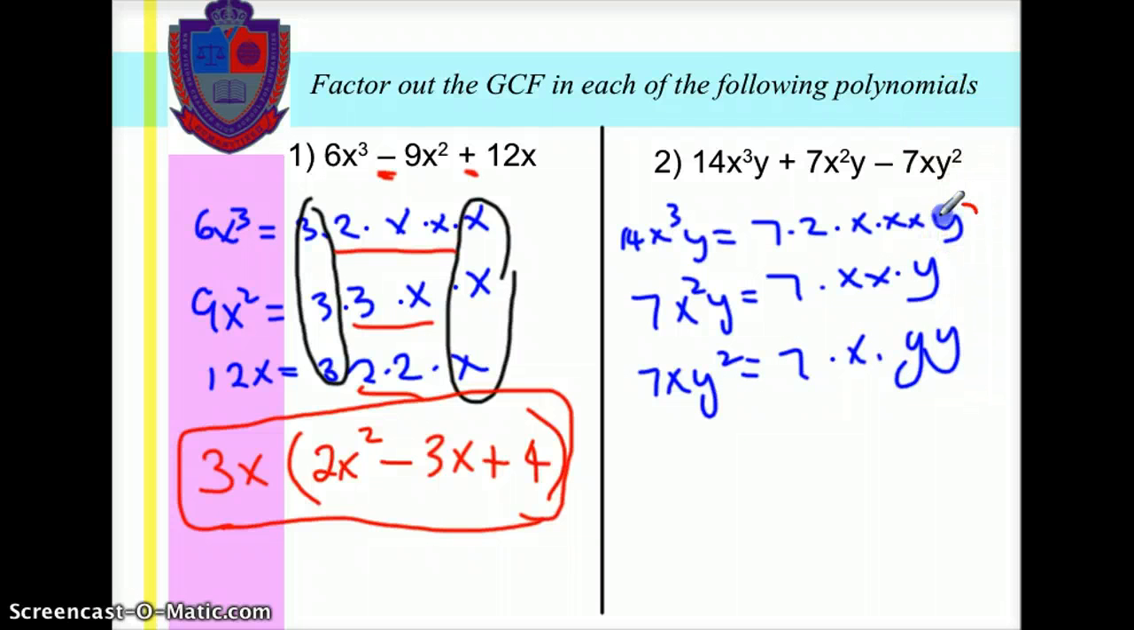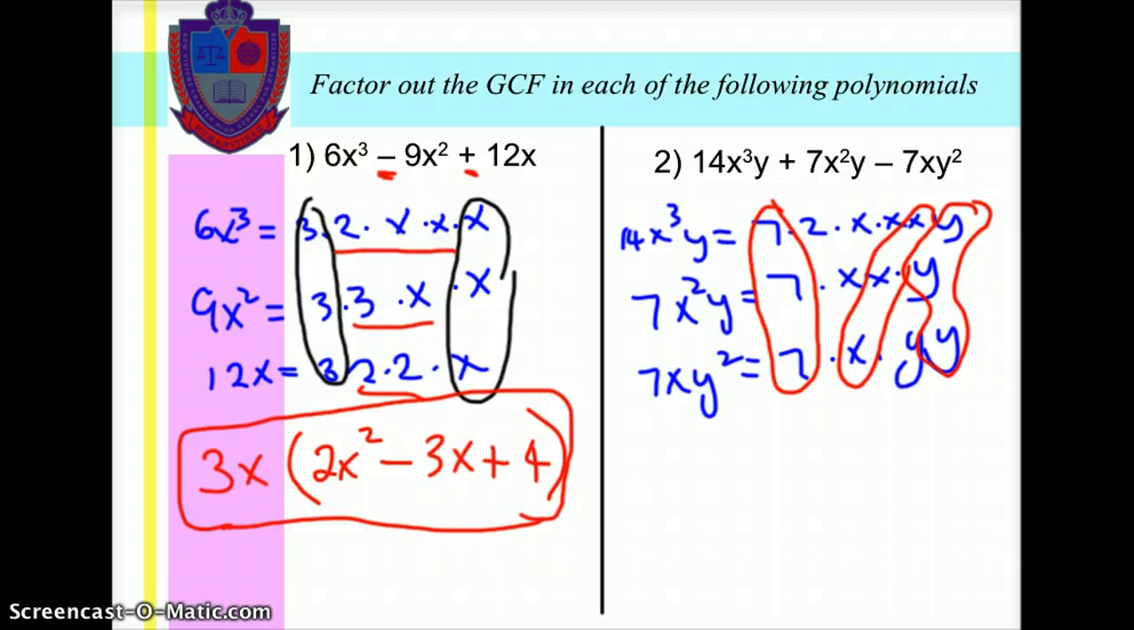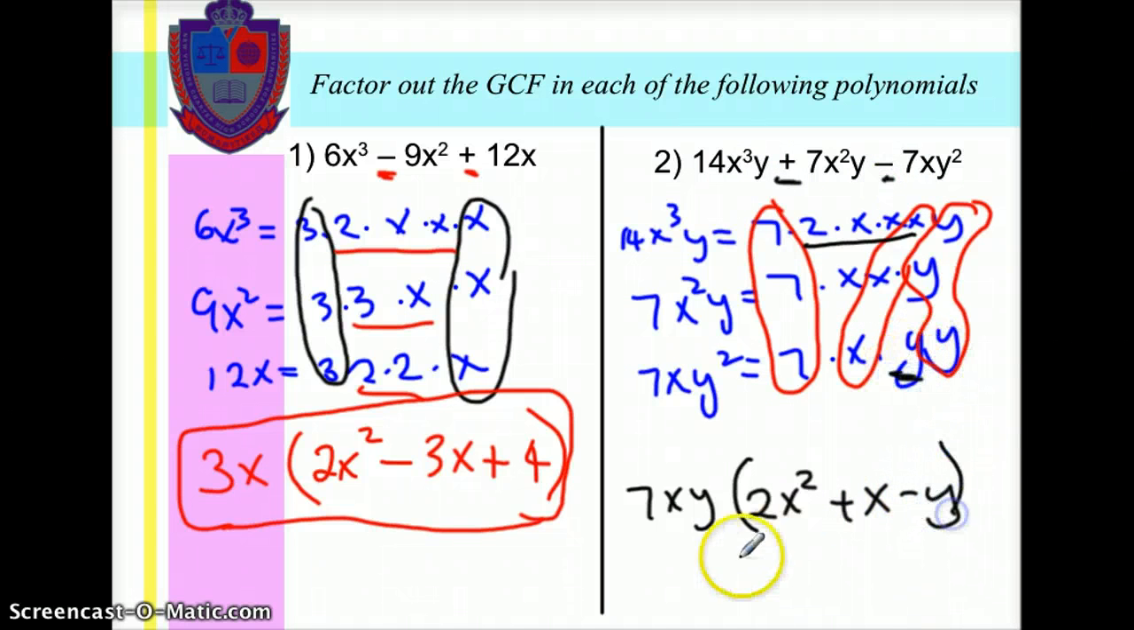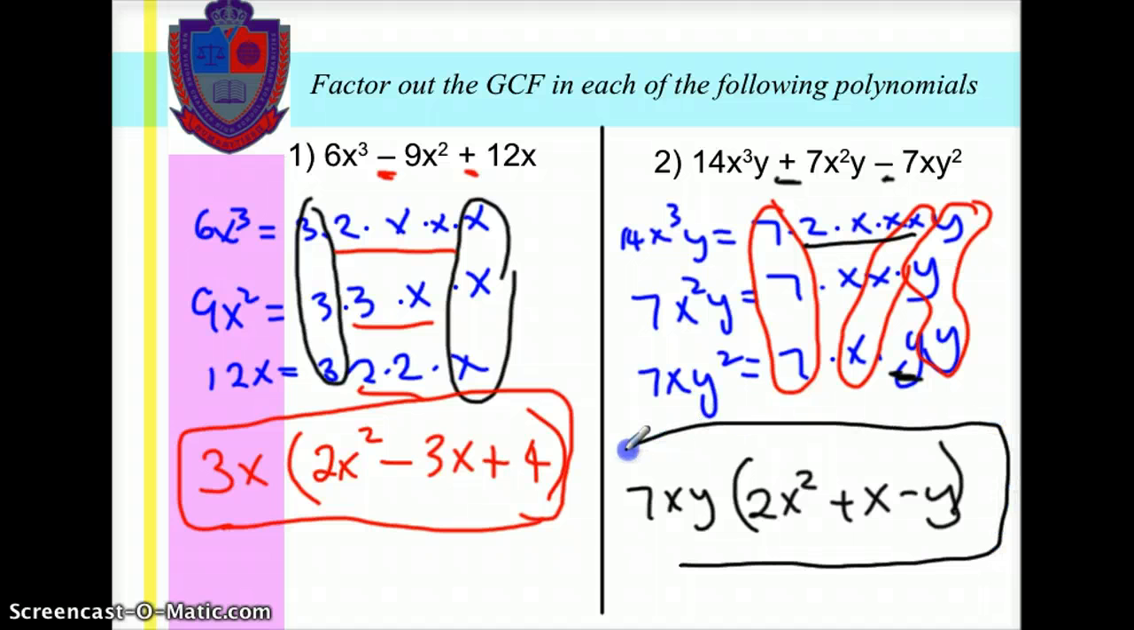Now what we do, they all have a y in common. They all have an x in common. And look at this, they all have a 7 in common. So if I was to write this, I know 7xy will be outside. What's left over here? Good. 2x squared plus, coming from the top here, I see an x left over. Then this is minus, and I see a y left over. That's it. That's all how we factor a polynomial.